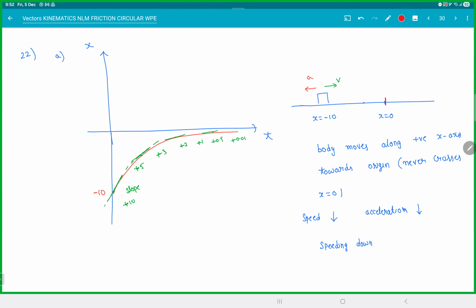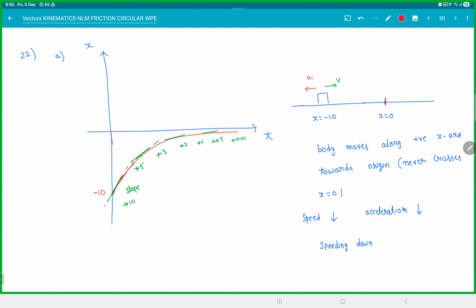And as you get closer to the origin, your speed is decreasing, the slope is decreasing. And look at the slope also. Initially, the slope is decreasing at a faster rate and then it decreases at a slower rate. That means your speed is decreasing at a slower rate. That means your acceleration is also decreasing. Are you getting this?